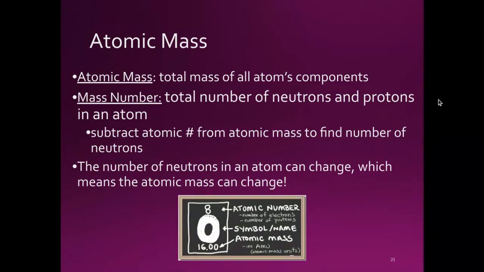Now, the atomic mass is the total mass of all the atom's components. The mass number is the total number of neutrons and protons in an atom. You subtract the atomic number from the atomic mass to find the number of neutrons. The number of neutrons in an atom can change, which means that the atomic mass can change. You're only going to know that if you look at the atomic mass, find that mass number, and subtract the atomic number from it. So if you have 16 for oxygen, you know that the atomic number of oxygen is 8. It'll always be 8. You take 8 away from 16 and you're left with 8. That means you have 8 neutrons.